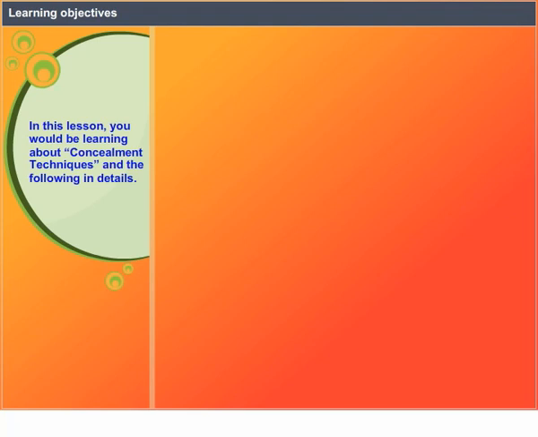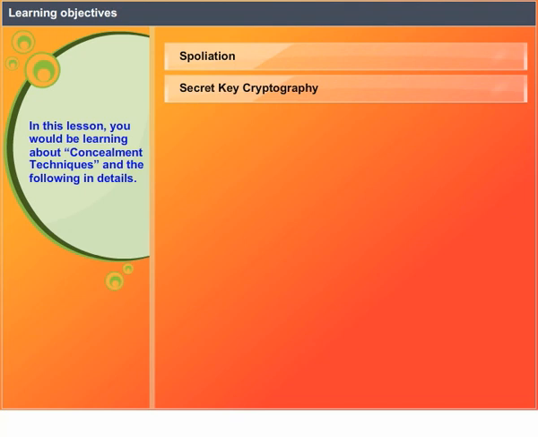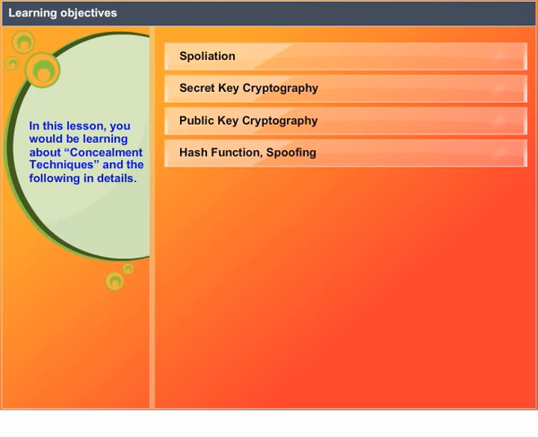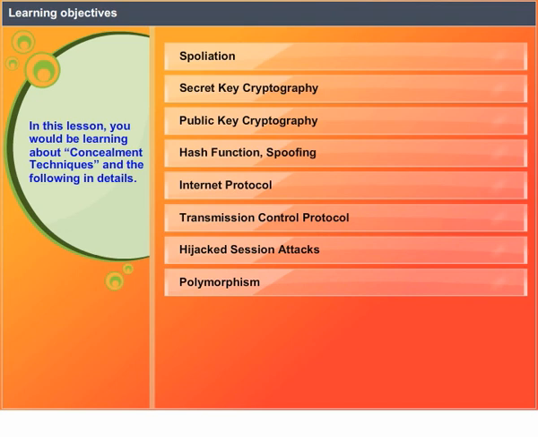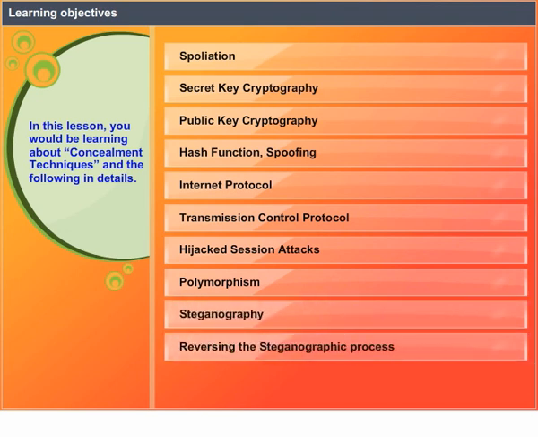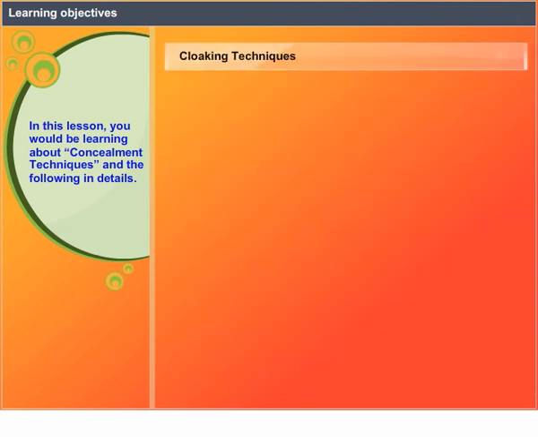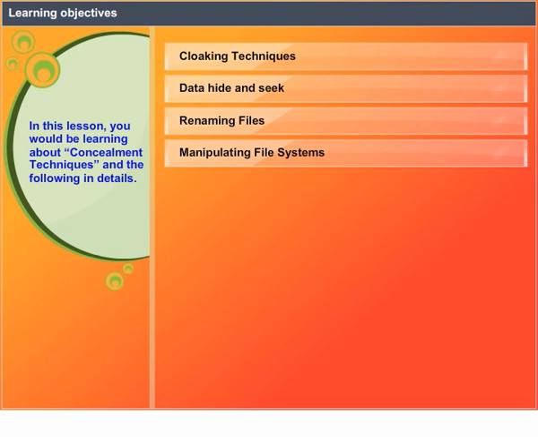Learning objectives. In this lesson, you will be learning about concealment techniques and the following in detail: spoliation, secret key cryptography, public key cryptography, hash function, spoofing, Internet protocol, transmission control protocol, hijacked session attacks, polymorphism, steganography, reversing the steganographic process, counter or anti-forensics, cloaking techniques, data hide and seek, renaming files, manipulating file systems, data hiding on NTFS.